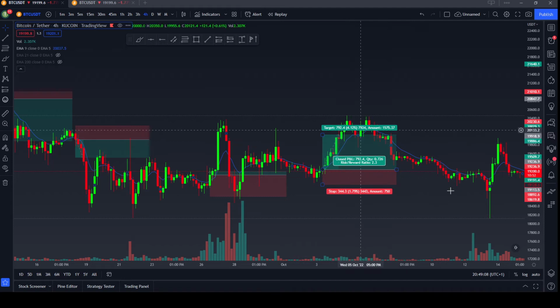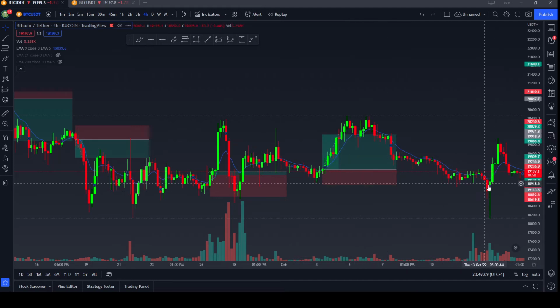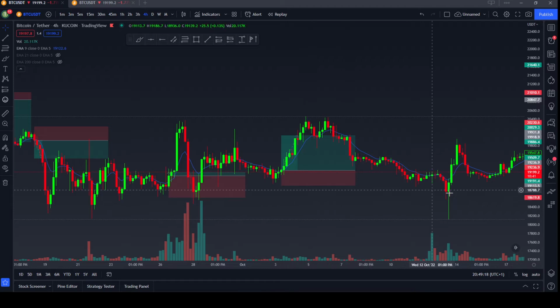Definitely would have been a profit here. You'd have been in profit here also because, no, you wouldn't. This would have been a loss because you would have broken through here. Having said that, this one might have been a nice one. So what would this one look like?